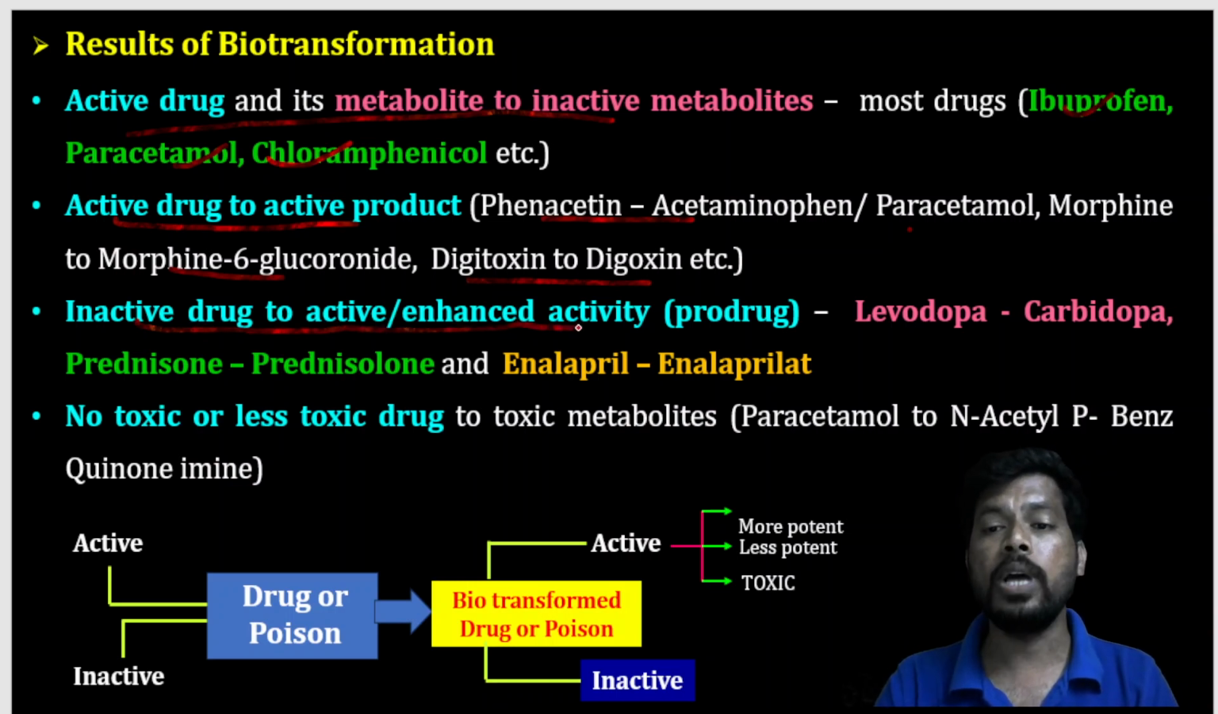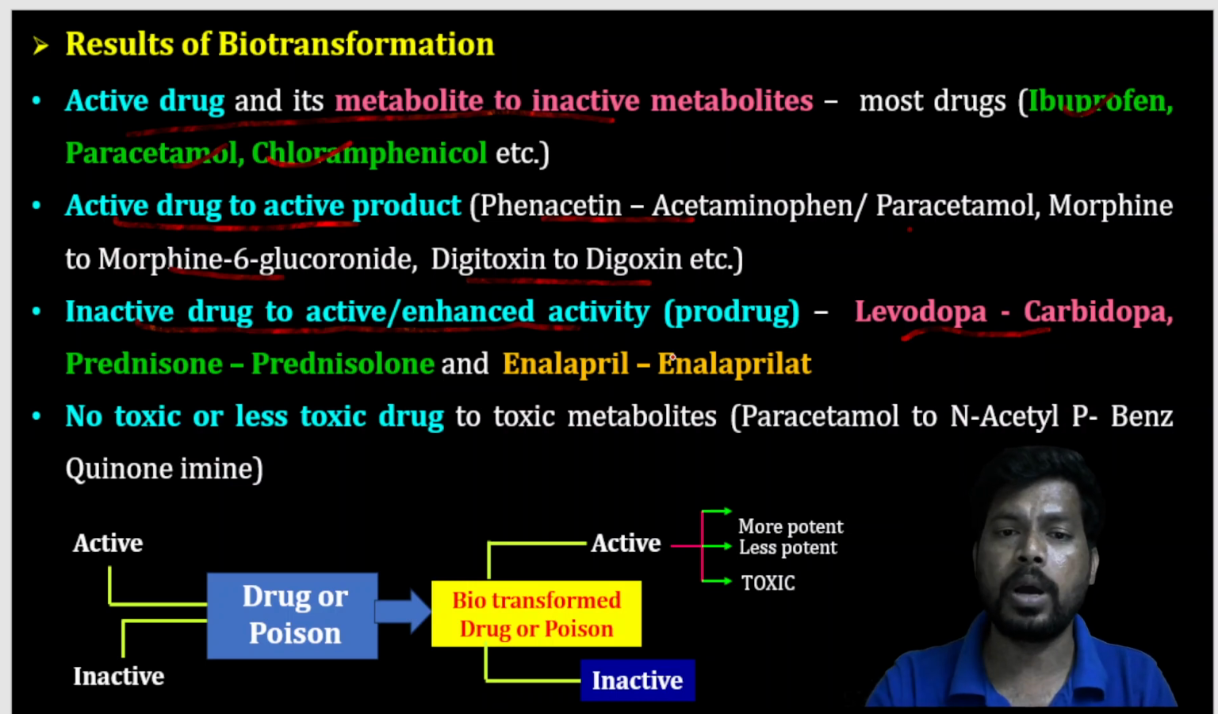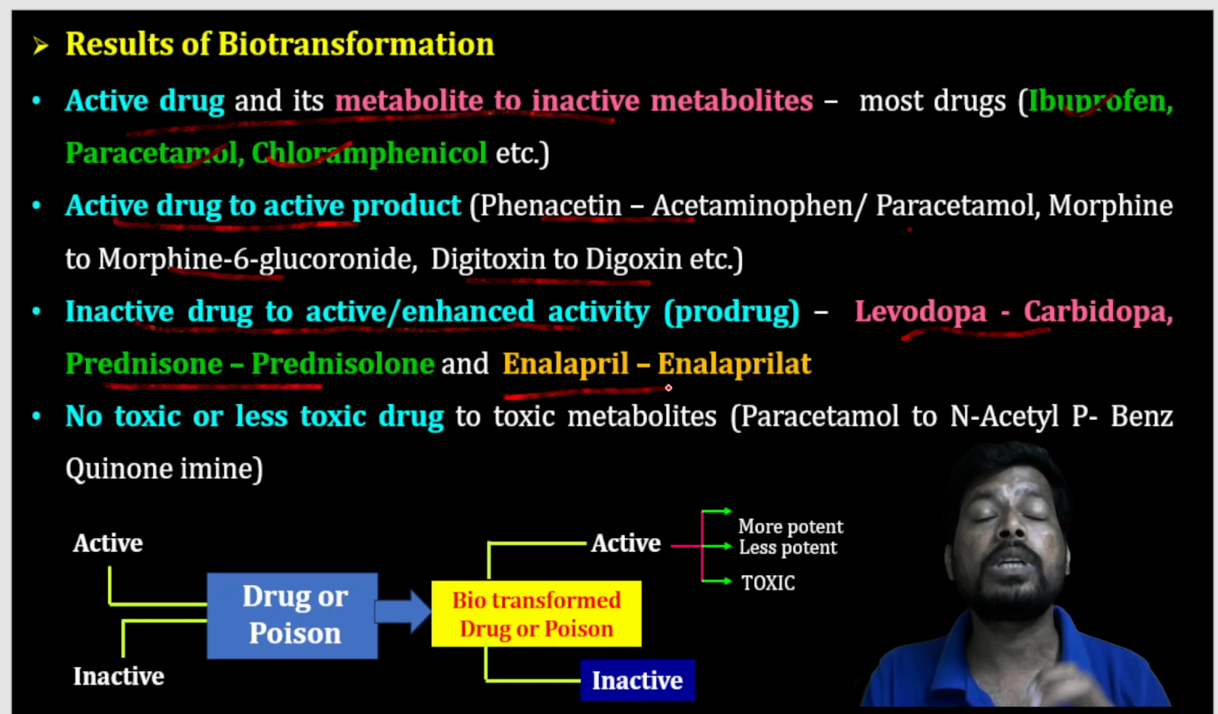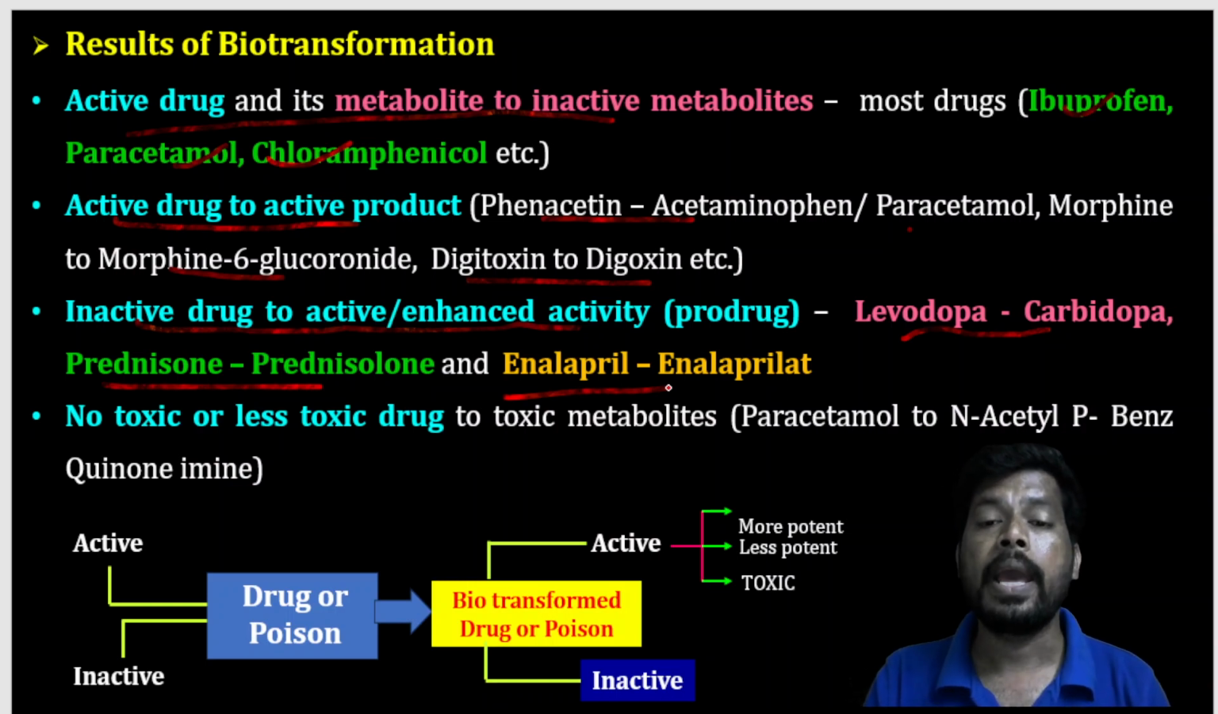Next, conversion of inactive drug to active or enhanced activity, that is, prodrugs. Conversion of prodrugs to the active form. For example, levodopa is a prodrug that converts to dopamine, prednisone to prednisolone, enalapril to enalaprilat. So prodrugs are converted to the active drugs.